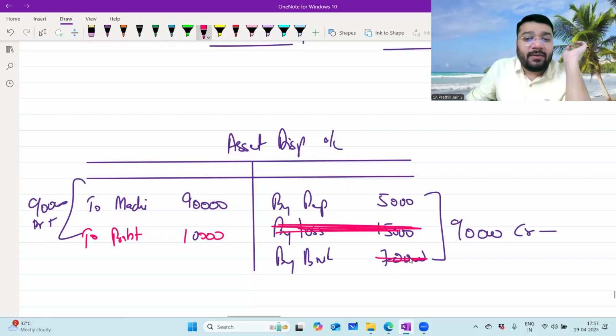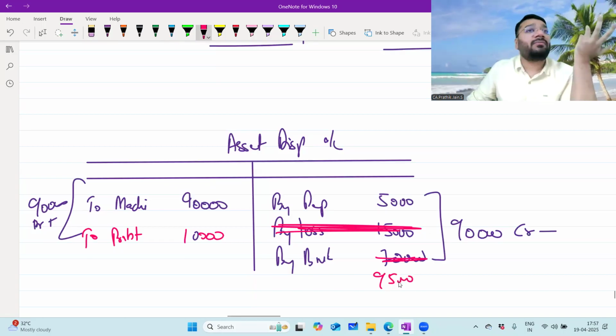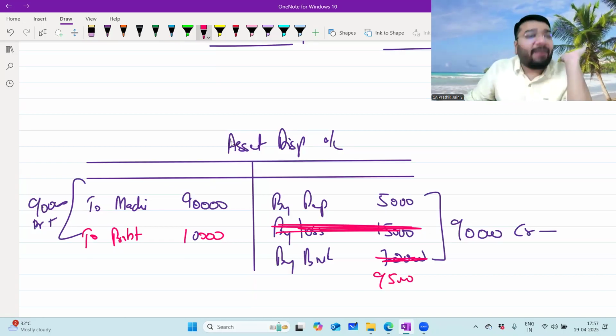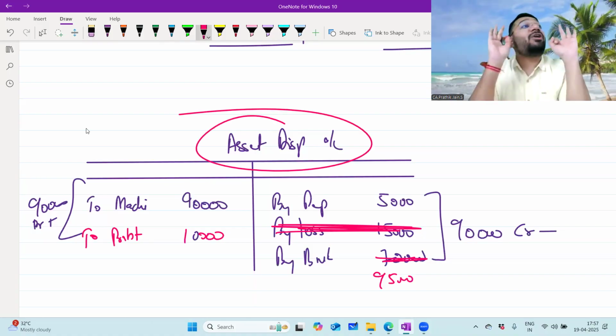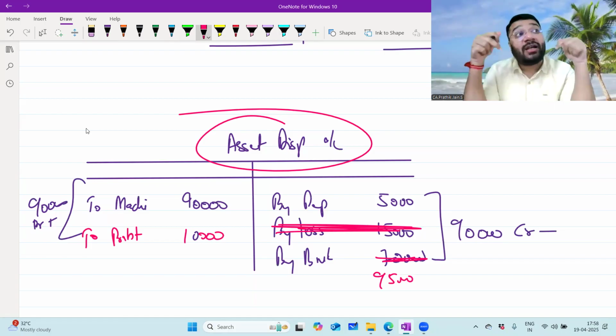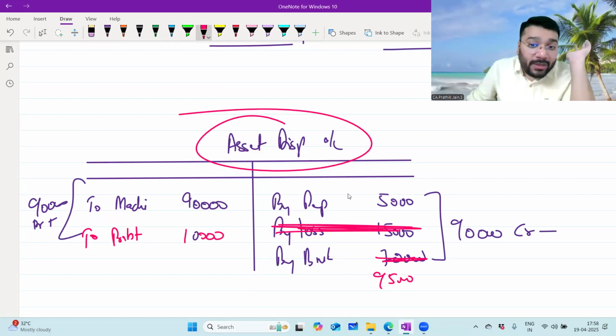And buy bank is going to be 95,000. That's all. Same presentation. But instead of having that in the asset account, now it is happening in the asset disposal account. So the monkey 1, 2, 3 entry, instead of machinery account, it is machinery disposal account. You will do this correctly.